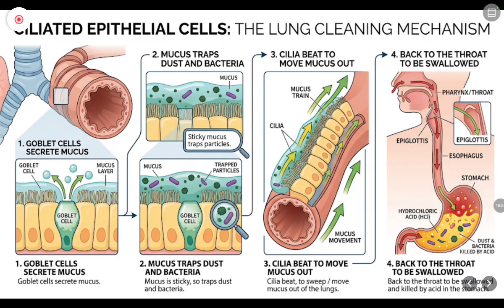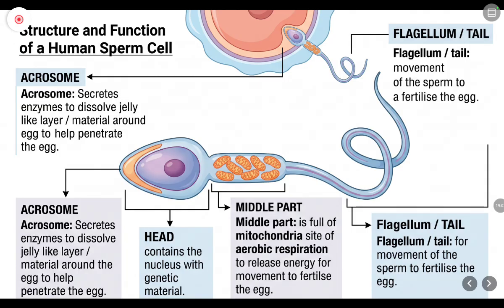Okay, so back to the throat and to be swallowed and killed by the acid in the stomach. Now moving on to the next specialized cell, which is a sperm cell, and that sperm cell is only found in the males. So, structure and function of a human sperm cell.